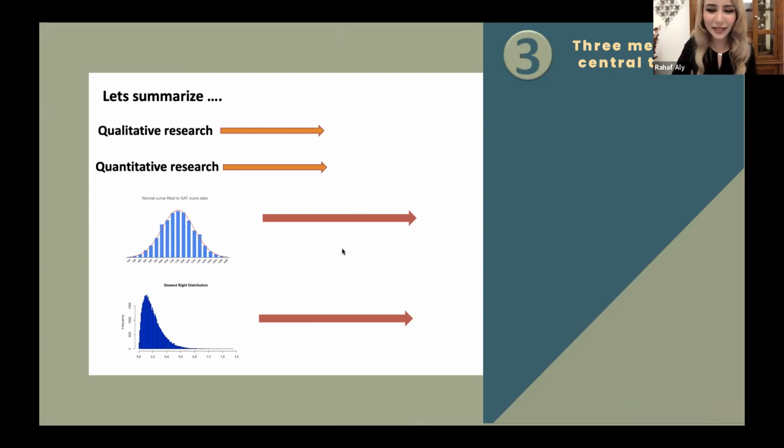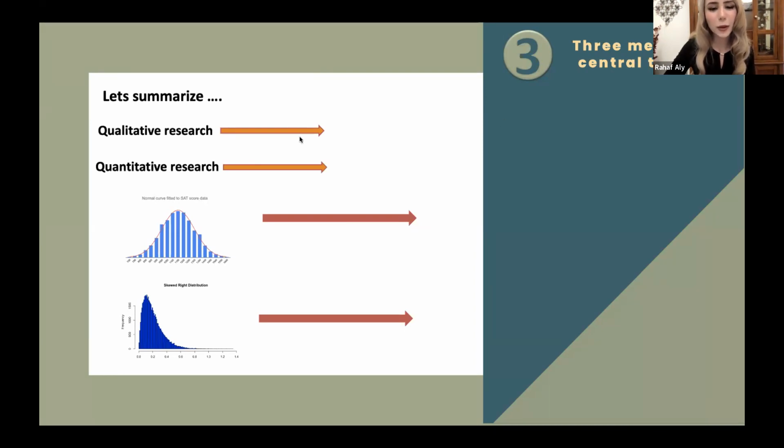Which measure? Oh, no one answered. Okay, 5 seconds passed. Okay, qualitative should be the mode.